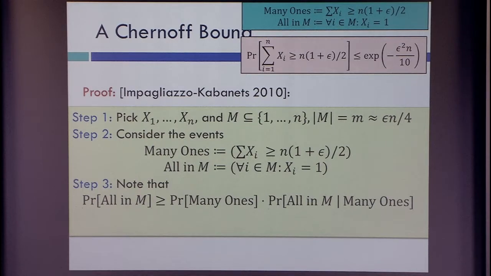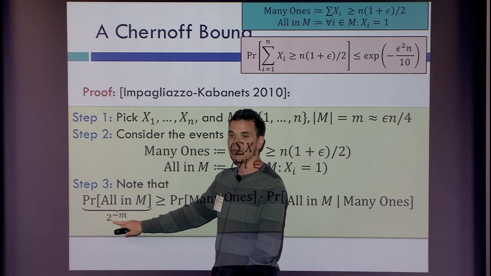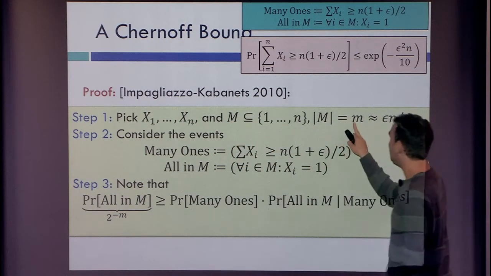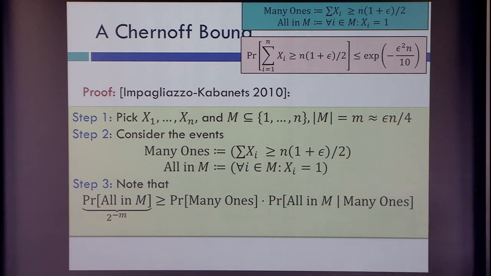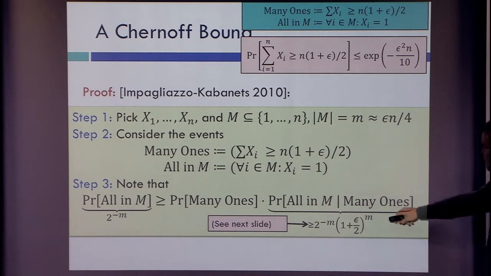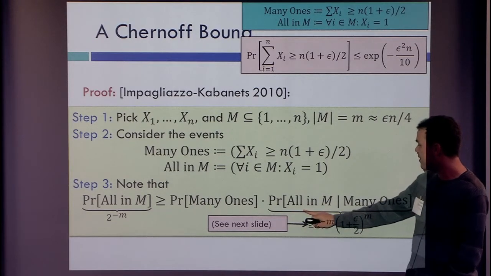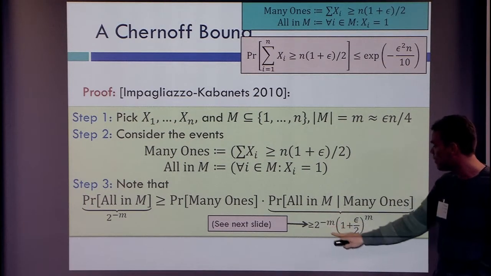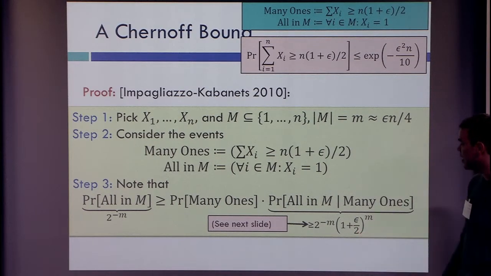Okay, so what can we say about these terms in this equation? Well, the first thing here is obviously 2 to the minus m. No matter how we pick m, the probability that all xi in m, which is of size exactly lowercase m, is 1 is 2 to the minus m. The second thing, as we'll show in detail on the next slide, but maybe you can even tell now, is that the probability that everything in M is 1, given that we have many 1s, is at least 2 to the minus m times (1 plus epsilon over 2) to the m. Okay, I will show this in detail on the next slide.